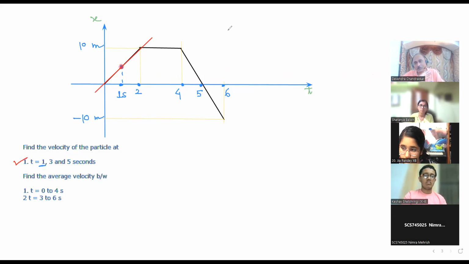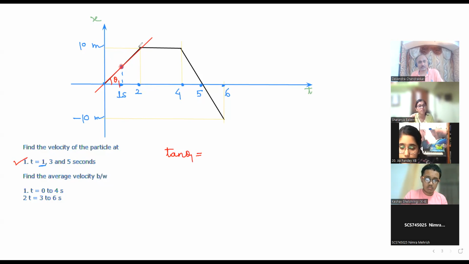We are not bothered about what is happening beyond that point on either of the sides. Now, what is the slope of this tangent? Can we find it? Let's call this theta 1. So what is tan theta 1?